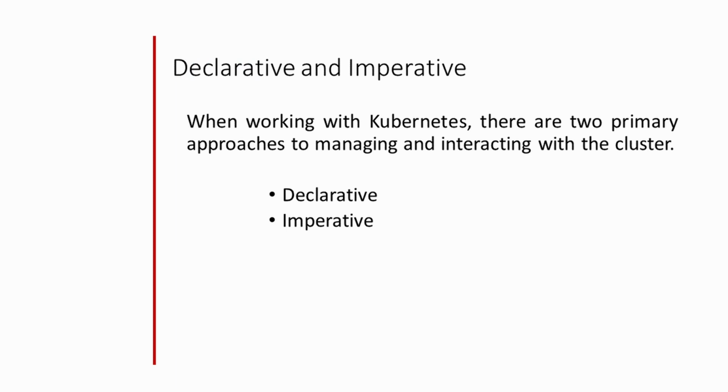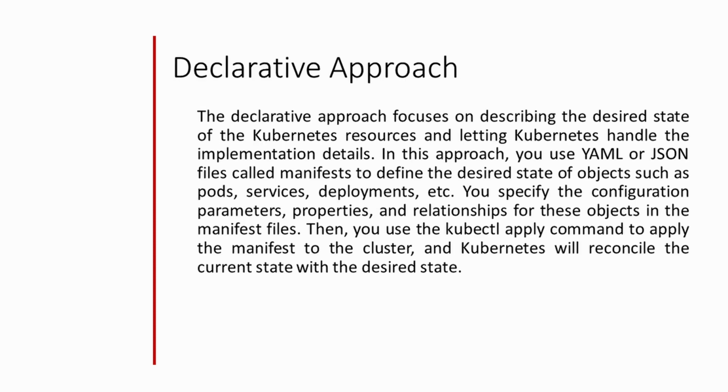When we work with Kubernetes, there are two primary approaches to manage and interact with the cluster. One is the declarative approach and the other is the imperative approach. The declarative approach focuses on describing the desired state of the Kubernetes resource and letting Kubernetes handle the implementation details.